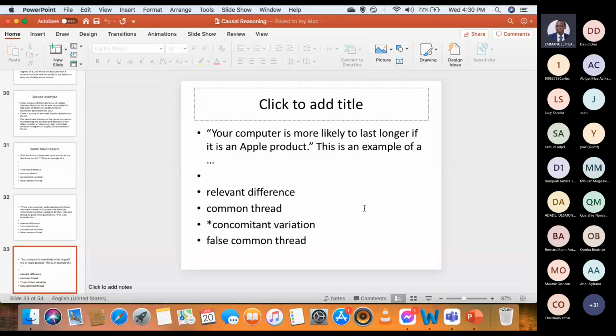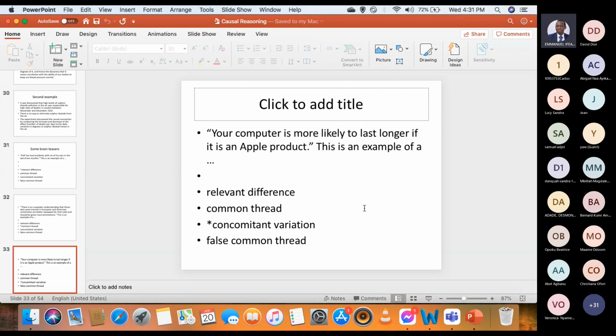Your computer is more likely to last longer if it is an Apple product. It's an example of what? Relevant difference, common thread, concomitant variation, false common thread. Your computer is more likely to last longer if it is an Apple product.